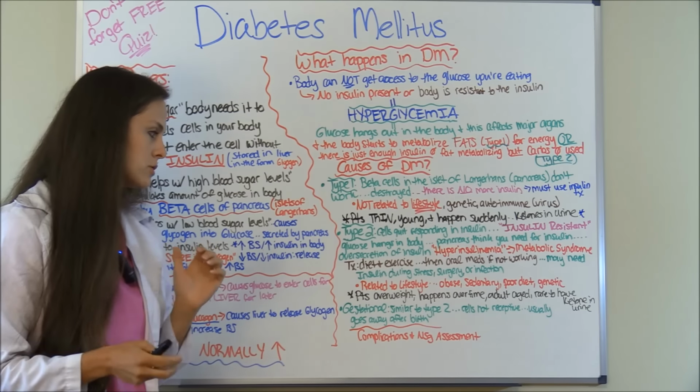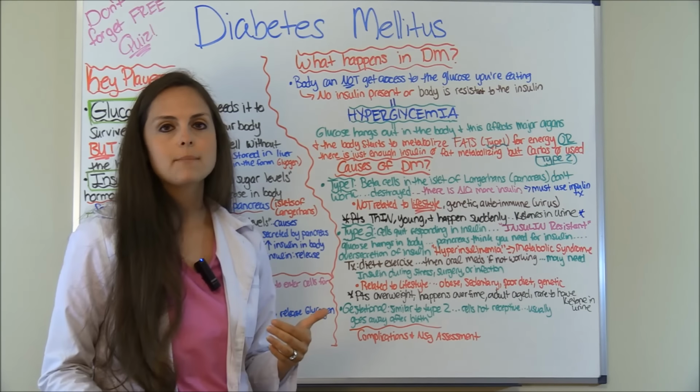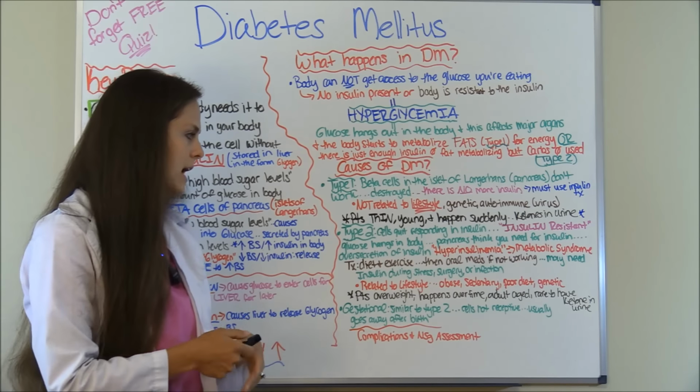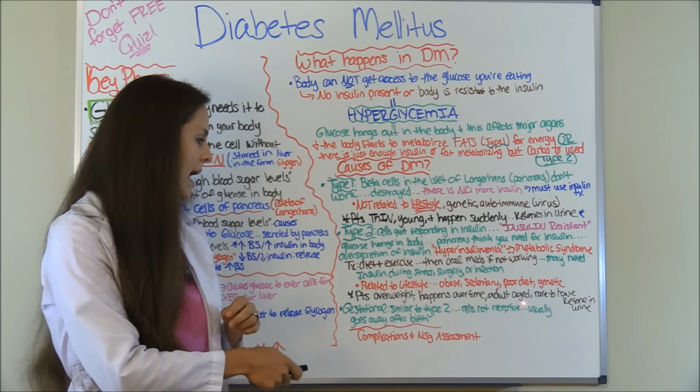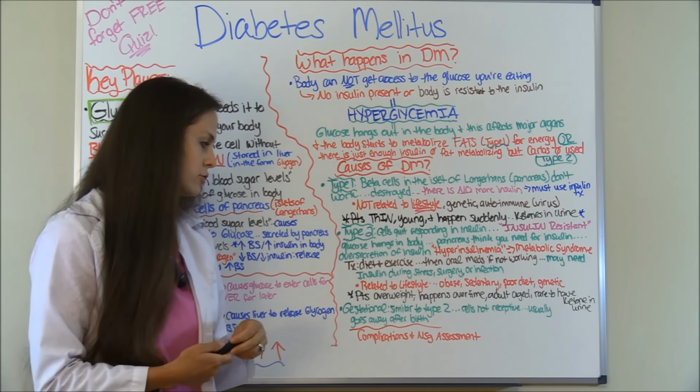Now, gestational, just wanted to throw that in. That's another type, and it's similar to your type 2 diabetes, and this is where the cells are not receptive, and it happens in pregnant women, and it will usually go away after birth.